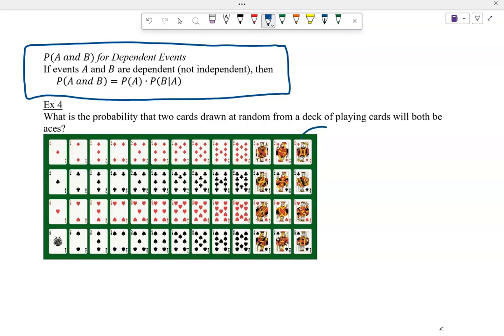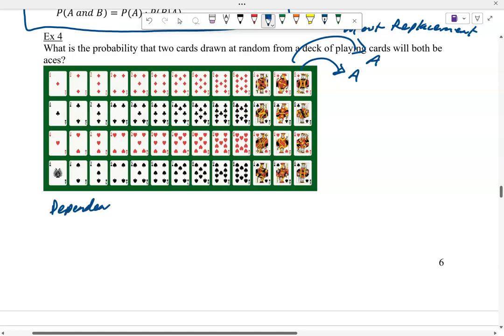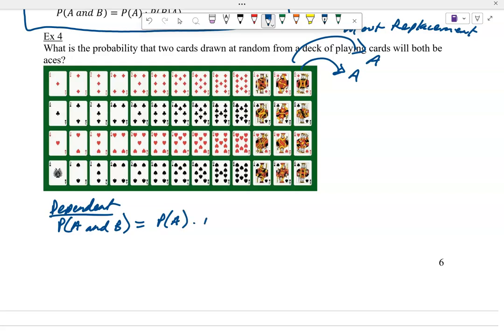So I have to pull out an ace and not replace it, right? So this is without replacement. So this is a dependent event. So the next time I pull an ace out, it's different. It has affected the probability the second time I pull, right? Again, dependent events. So for dependent events, the probability of A and B officially is the probability of A times the probability of B given A, because A affected it, right?